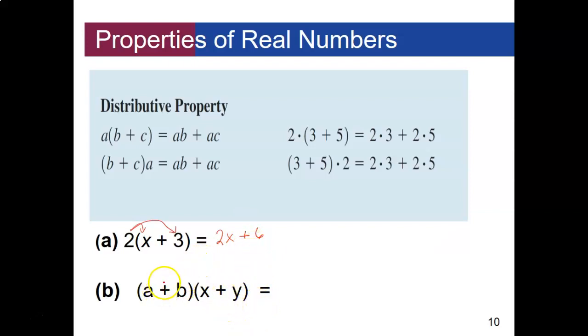Here on this one, you may be familiar with FOIL, but basically what FOIL has us do is take this whole thing and distribute it to the x, and then take that and distribute it to the y. So we'll have a times x is going to give us ax, and then a times y will give us ay, and then b times x will give us bx, and b times y will give us by.